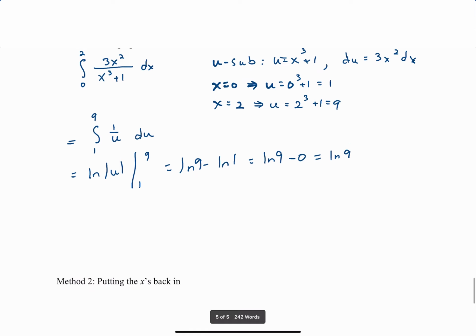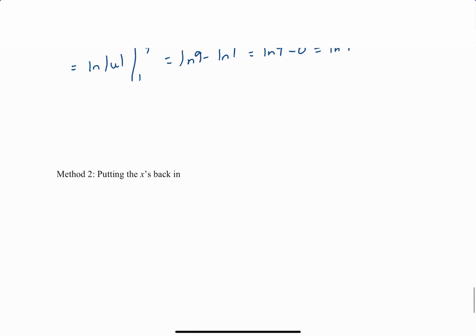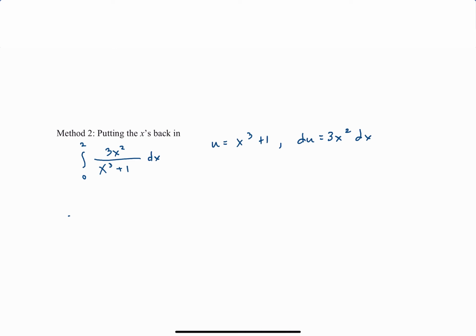Here's the other method. So again, this is for the integral from 0 to 2 of 3x squared over x cubed plus 1 dx. And again, we're going to let u be x cubed plus 1, which means that du will be 3x squared dx, because du dx is 3x squared. So once again, I'm going to wind up with 1 over u du.